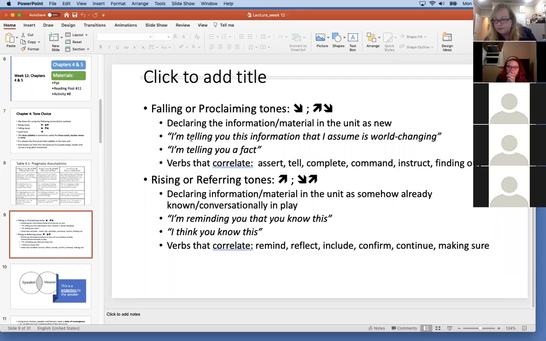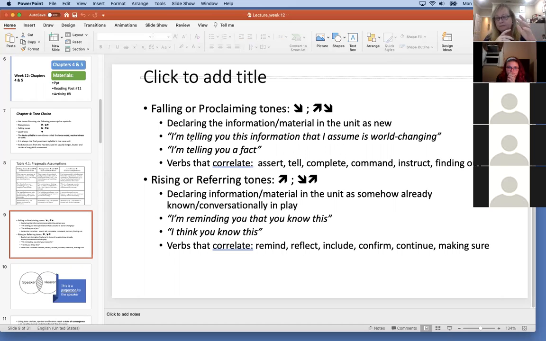Rising tones are also called referring tones inside the model. If falling tones declare information, rising tones say, I'm assuming that you know this already. It's somehow already known or in play. So it glosses as things like, I'm reminding you that you know this. I think that you know this. And the verbs that correlate are verbs like remind, reflect, include, confirm, continue, make sure. Okay, so that's just different ways of having you think about the pragmatic assumptions that go with the tones.